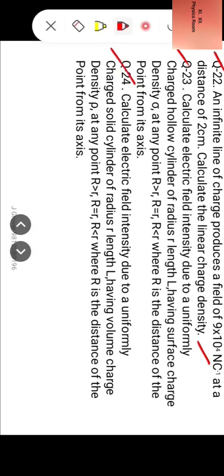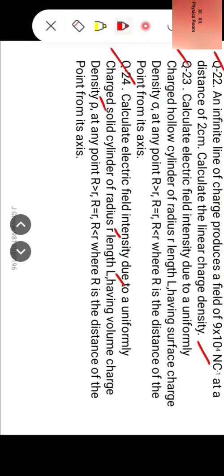Question number 24. Calculate electric field intensity due to a uniformly charged solid cylinder of radius small r, length L, having volume charge density rho, at any point capital R greater than small r, capital R equal to small r or capital R less than small r, where R is the distance of the point from its axis. It means you have to find out electric field intensity outside the cylinder, at the surface of the solid cylinder and inside the solid cylinder.